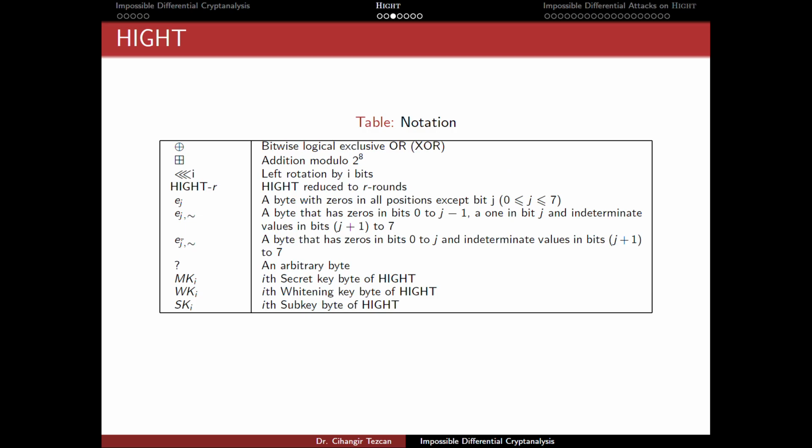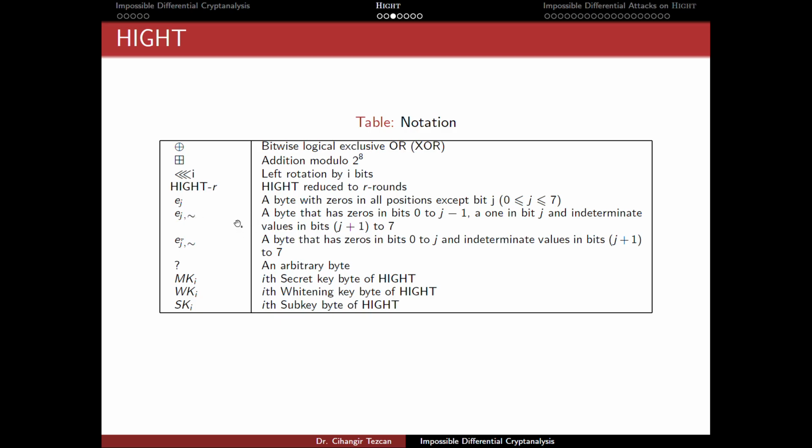Before giving the example of the impossible differential attack, let's look at the notation that we are going to use in this work. You know that this is the symbol for XOR. In this analysis we will use this kind of addition symbol for addition modulo 2 to the 8. So we will be adding actual bytes to each other, so it would be addition modulo 2 to the 8. This is used for left rotation by i bits. When we talk about r rounds of HIGHT, we use this notation.